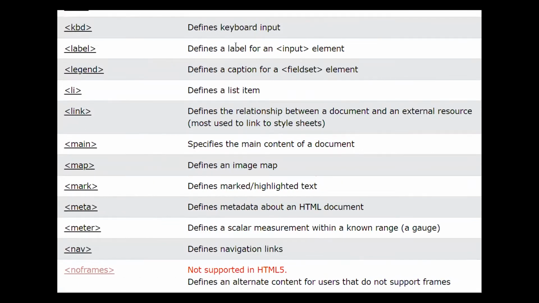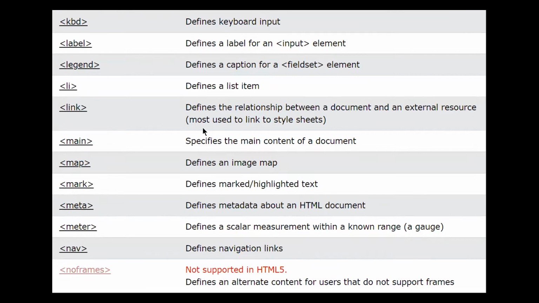This tag defines a label for an input element. This tag defines a caption for a filter element. This tag defines a list item. This tag defines a relationship between a document and an external source, most used to link to style sheets. Next, we have this main tag. Main tag specifies the main content of a document.